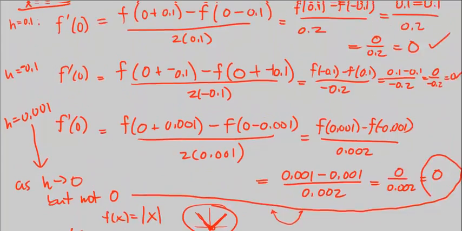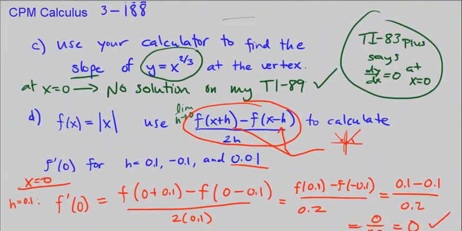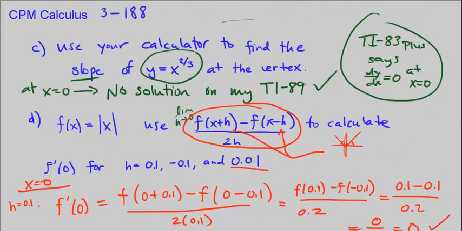For ours, again, the TI-89 is pretty awesome. It's more reliable than others, but it's not perfect. All right, that ends CPM Calculus Chapter 3, number 188.